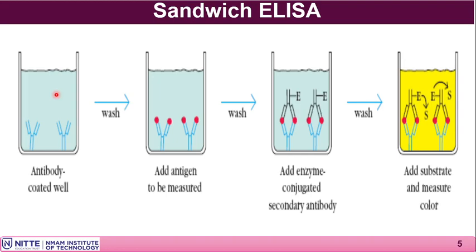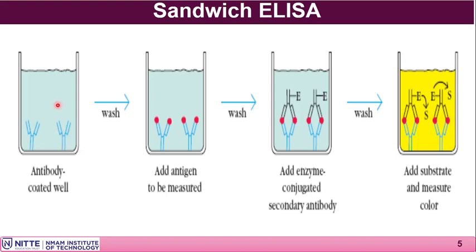The patient serum, if it contains the antibody corresponding to a particular antigen that you are detecting, the antibody will get immobilized by anchoring its Fc region onto the surface of the container, because it is already coated with protein A. And protein A attracts the Fc region of the antibody. Let us presume the patient serum contains the antibody, it gets immobilized.